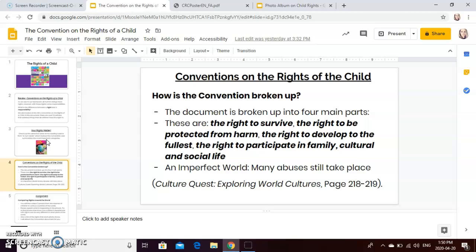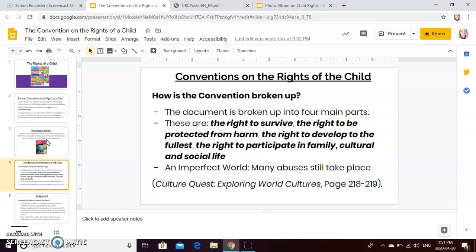We discussed that last week when we looked at the beginning of the convention, about how everyone has the right to an identity and the right to a name, to live with his or her family, practice cultural traditions and customs, practice his or her religious beliefs, and have his or her voice heard. So those four sections basically explain what articles there are in the convention, and we can group them into those categories.